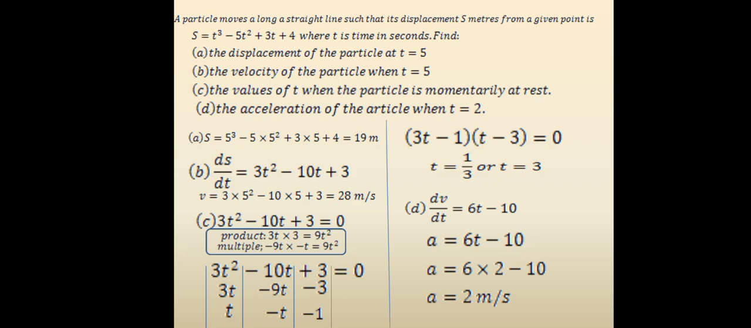A particle moves along a straight line such that its displacement s meters from a given point is s = t³ − 5t² + 3t + 4, where t is time in seconds. Find A. The displacement of the particle at t = 5. B. The velocity of the particle when t = 5. C. The value of t when the particle is momentarily at rest. D. The acceleration of the particle when t = 2.